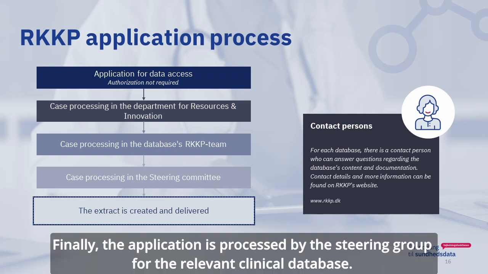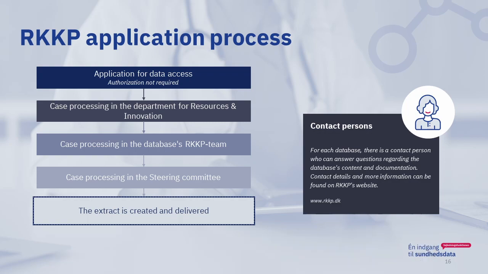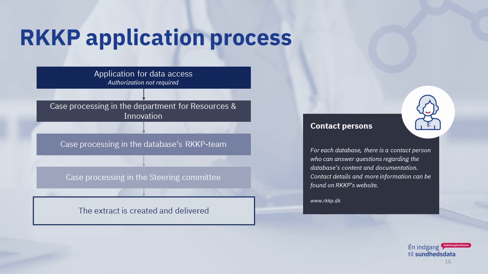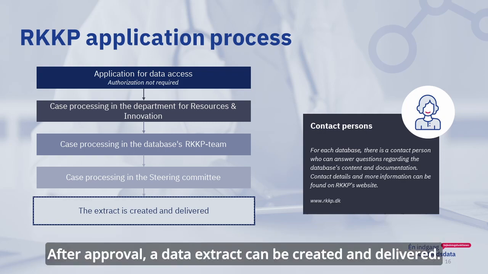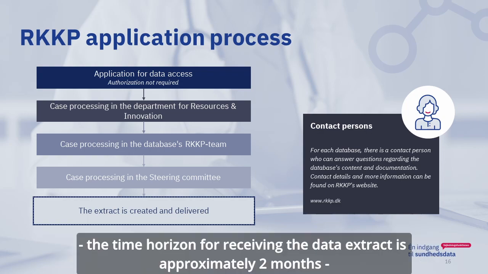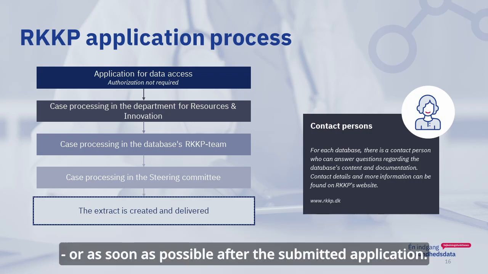Finally, the application is processed by the steering group for the relevant clinical database. The steering group assesses whether the requested data is factual, necessary, and relevant for carrying out the study. After approval, a data extract can be created and delivered. If the application has been completed correctly and there are no further questions or comments on the application, the time horizon for receiving the data extract is approximately 2 months, or as soon as possible after the submitted application.